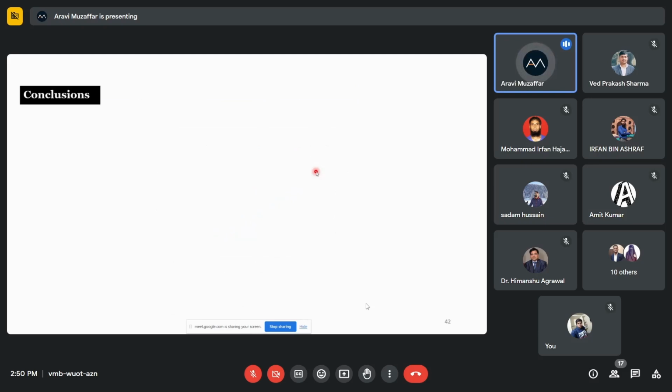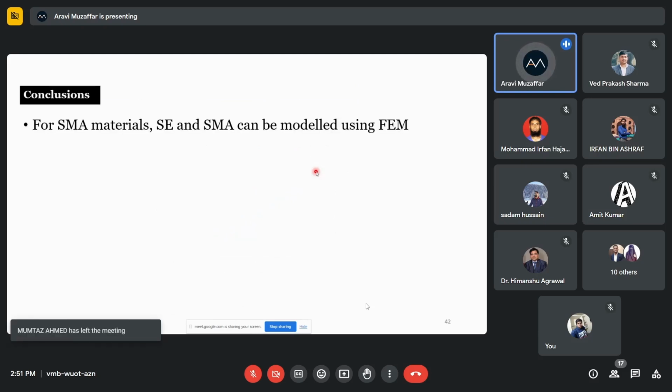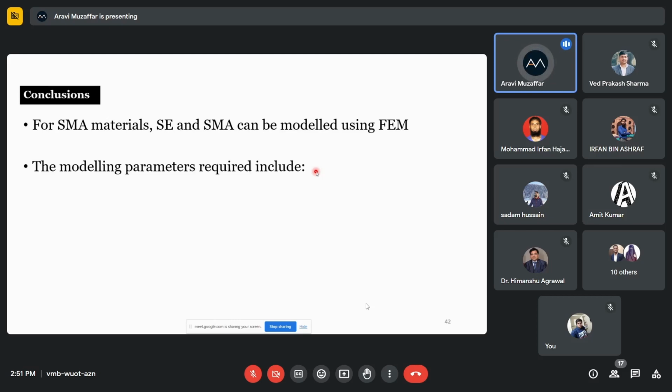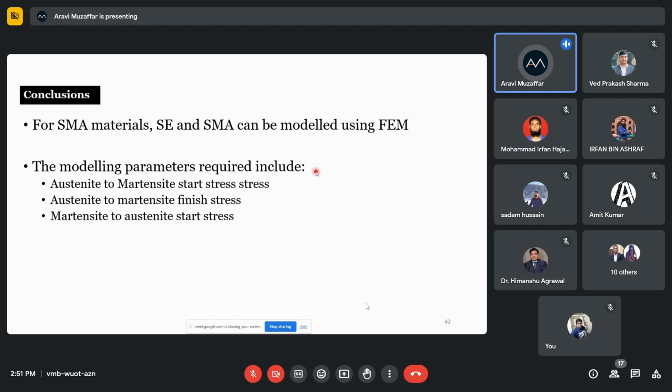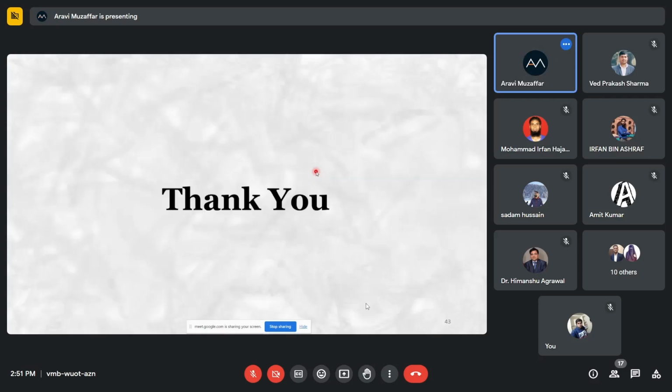So from all this, we come to the conclusion that for the shape memory alloys, I have shown superelasticity, but we can also model the shape memory effect using Ansys. And the modeling parameters that are required include the austenite to martensite start stress and the austenite to martensite finish stress, as well as the martensite to austenite start stress, the martensite to austenite finish stress, the transformation strain, and the difference parameter.